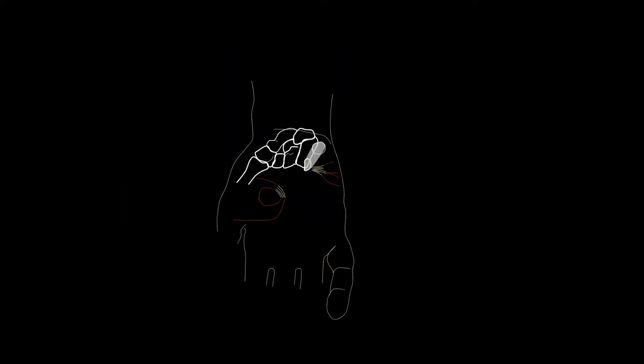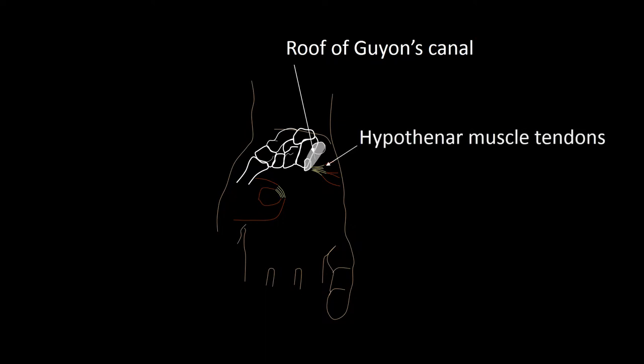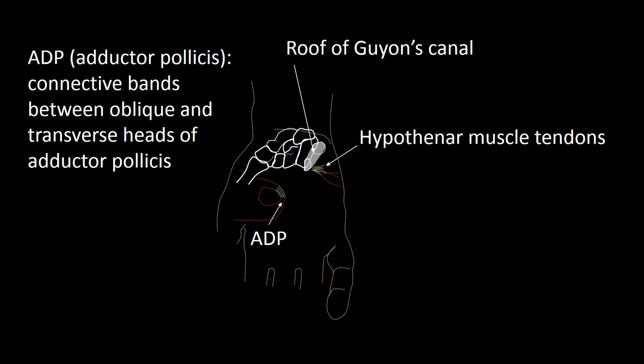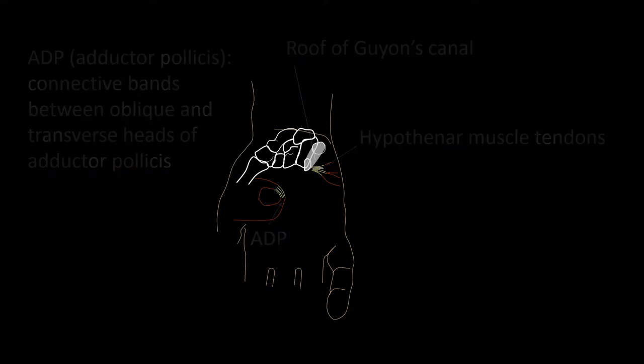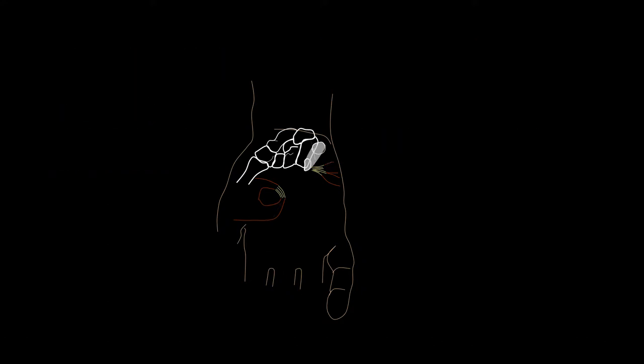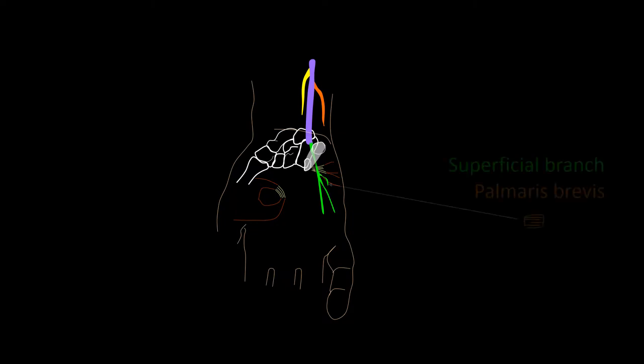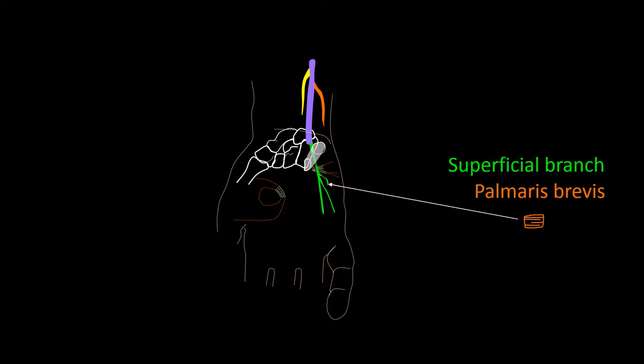This is a drawing of the wrist and hand. You can see the roof of Guyon's canal, the hypothenar muscle tendons, and the abductor pollicis tendon that goes between the oblique and transverse head of the adductor pollicis. Now I have cleared these labels to reintroduce the ulnar nerve with the dorsal, palmar, and superficial branches. As you can recall, the superficial branch, in addition to cutaneous sensory fibers, carries fibers for the palmaris brevis.